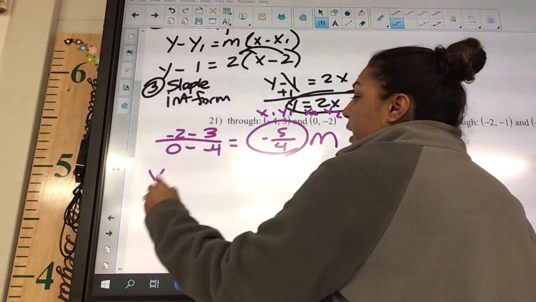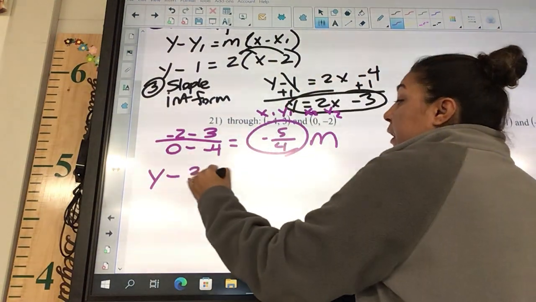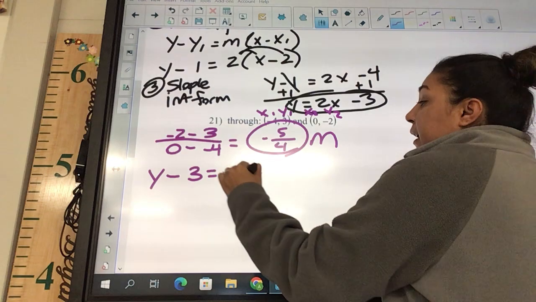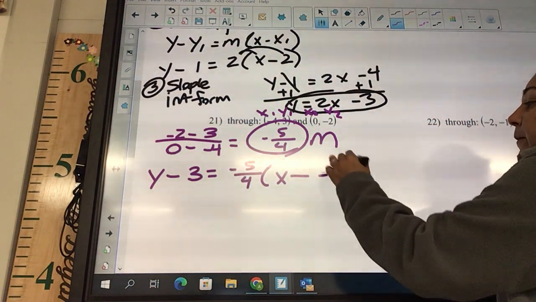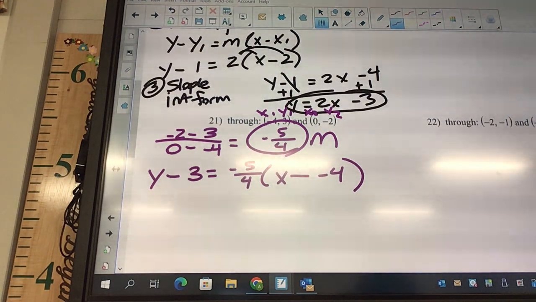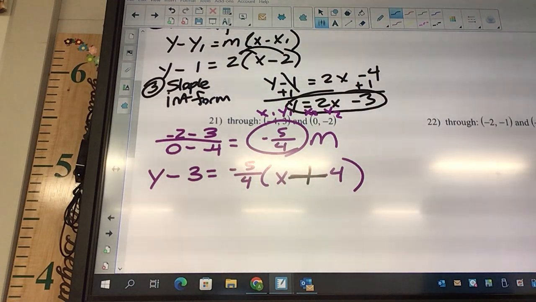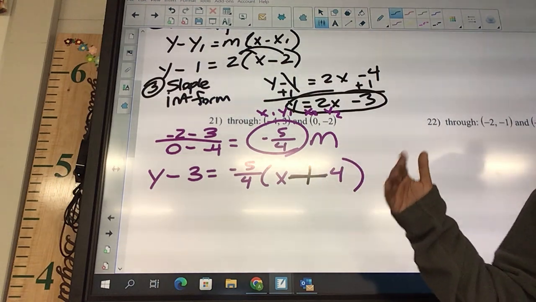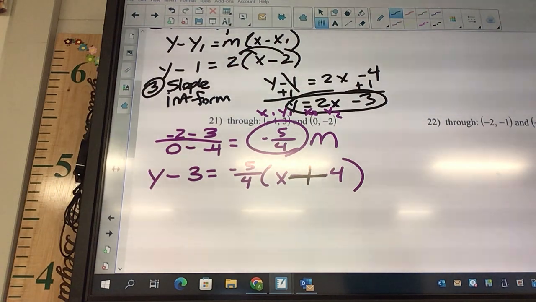Okay, so now we got y minus y1, 3 equals m, -5/4, x minus x1, -4. Okay, this one's a little tricky because you have to do something first. What is a minus minus? It's a plus, and you have to change that before you can do it on your calculator. Okay? So you need to turn that into a plus. It is not a minus then a plus or a plus then a minus. Both of those minuses, you connect them and make it a positive. Okay? So now what do we need to do?